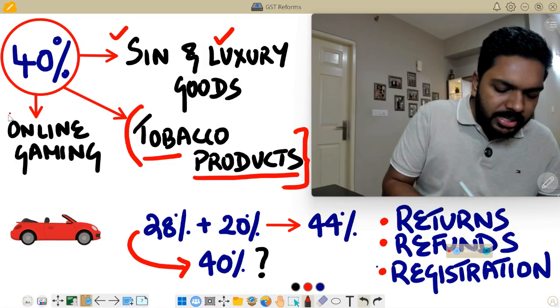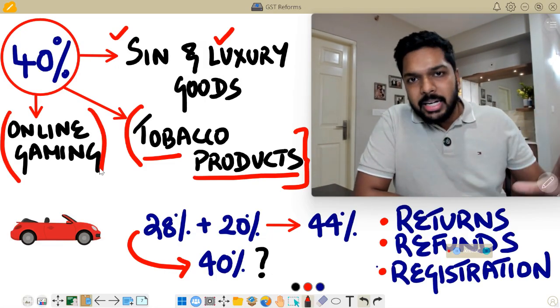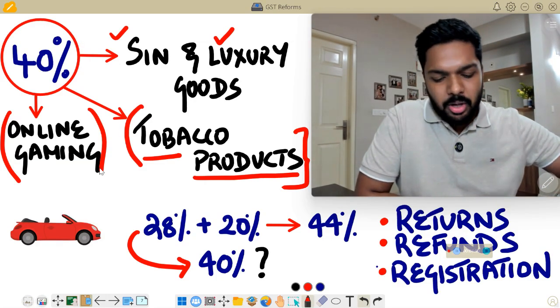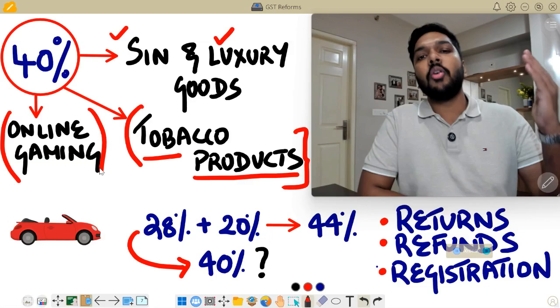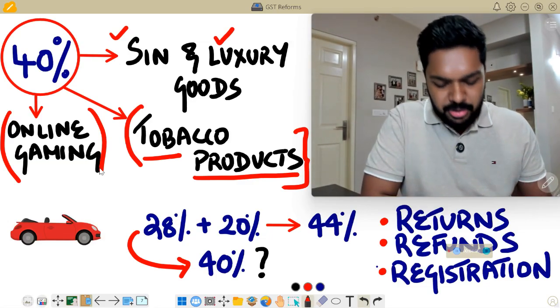Online gaming is an industry which the government has recently tapped. They had put a 28% GST and a retrospective effect and all that. It is now suggested or now expected that this will go up to 40%. Therefore, online gaming is one sector which could face deep trouble.